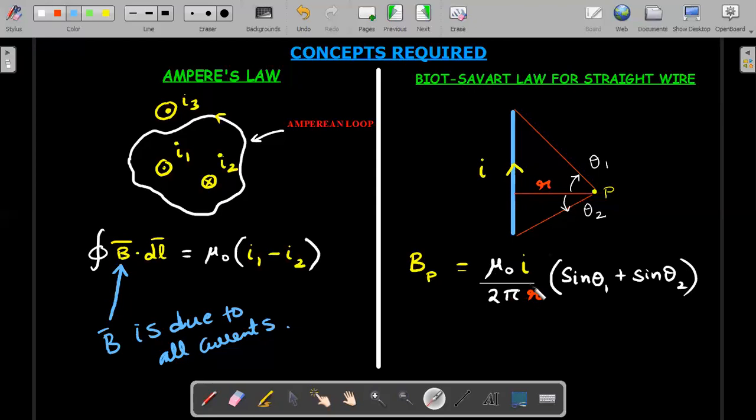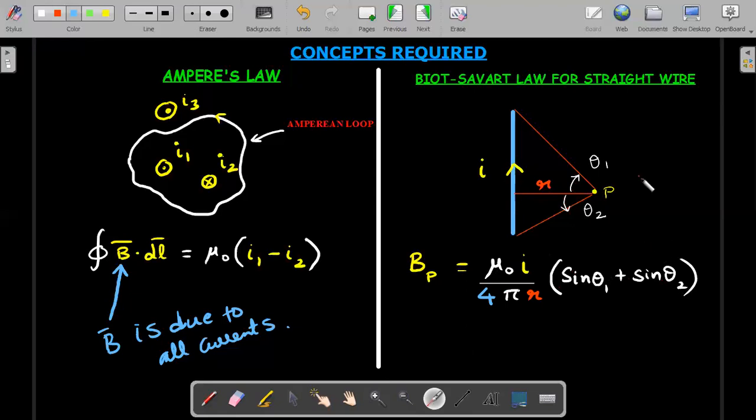In terms of these parameters, magnetic field at P only due to the short wire is given by this formula. There's a small error that I made here. Let me correct it. This is 4 pi r. Now it's perfect. So mu naught I by 4 pi r into sine theta 1 plus sine theta 2. And you can extrapolate this for an infinitely long wire by setting theta 1 and theta 2's limits to 90 degrees. But we would be using the short wire in this particular problem.